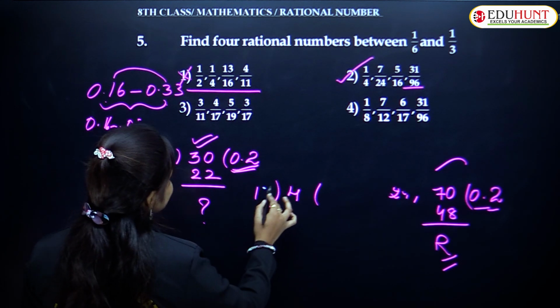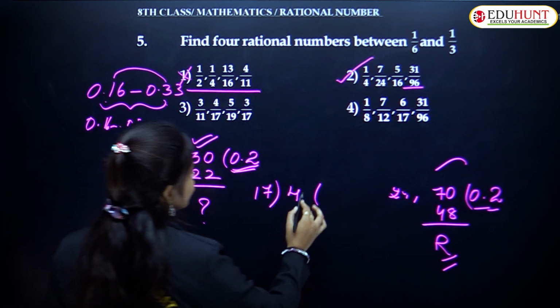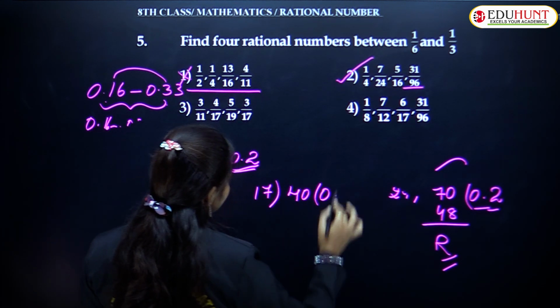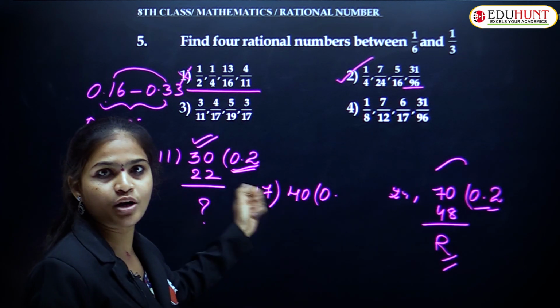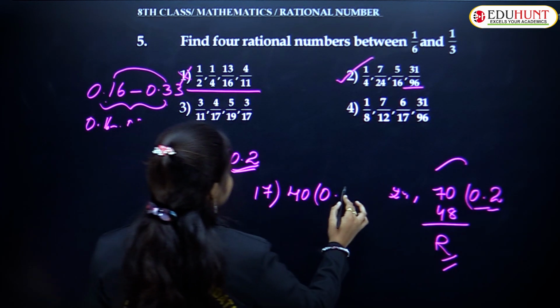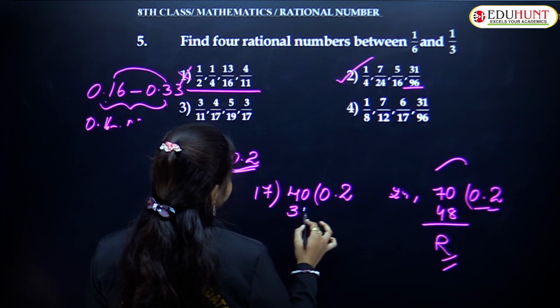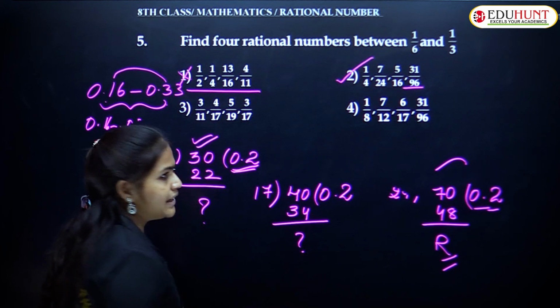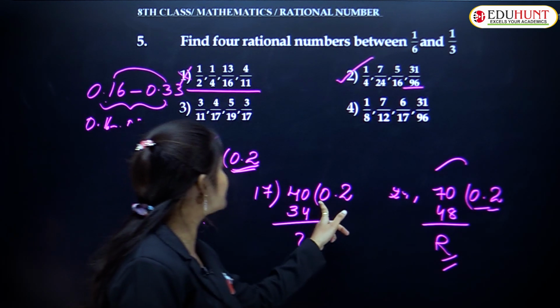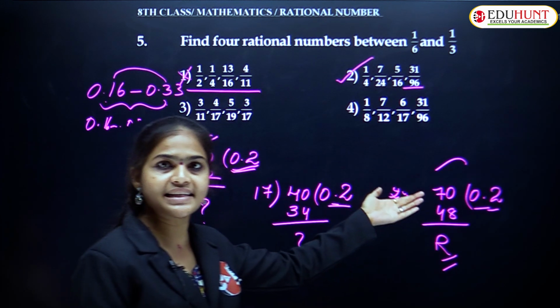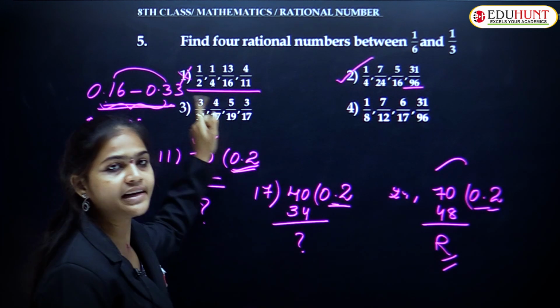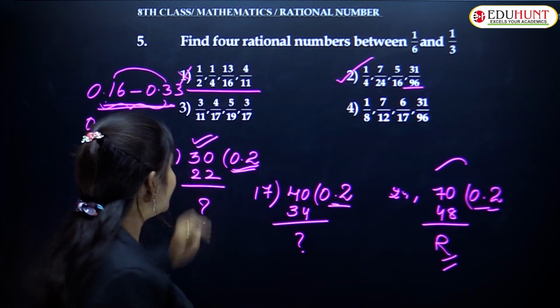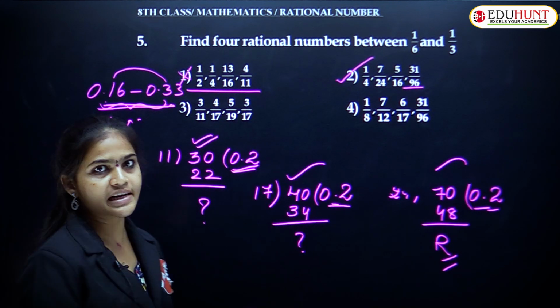4 divided by 17. Okay, so here keep that 0 and here also 0 point something. So 17 into how much is equals to 40? That is not possible, right? So that's why 17 twos are 34. Okay, again leave that remainder, no need of that remainder, we just have to check that 0.2. So again we are getting 0.2, which also lies in between 0.16 and 0.33. Okay, so that's why the second number is also satisfying.